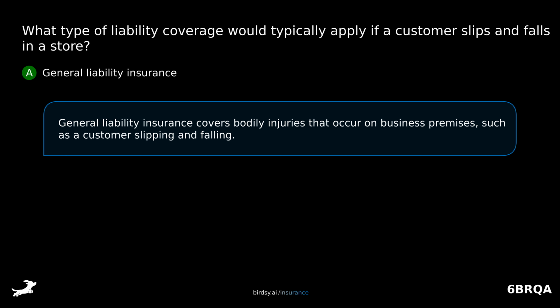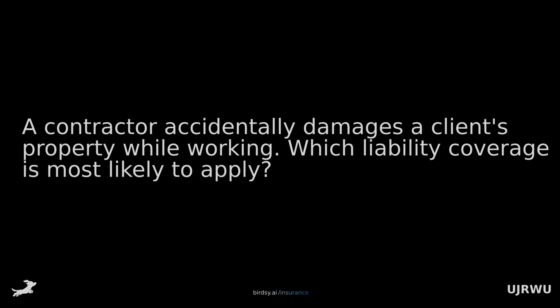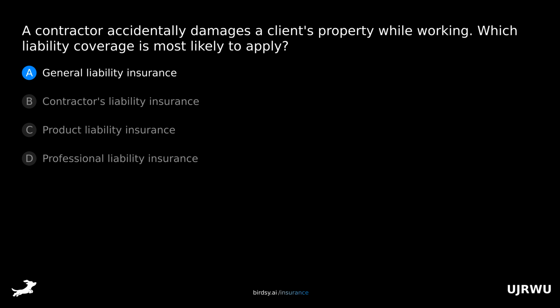General liability insurance covers bodily injuries that occur on business premises, such as a customer slipping and falling. A contractor accidentally damages a client's property while working. Which liability coverage is most likely to apply? Is it A, general liability insurance, B, contractor's liability insurance, C, product liability insurance, or D, professional liability insurance? The answer is B, contractor's liability insurance.